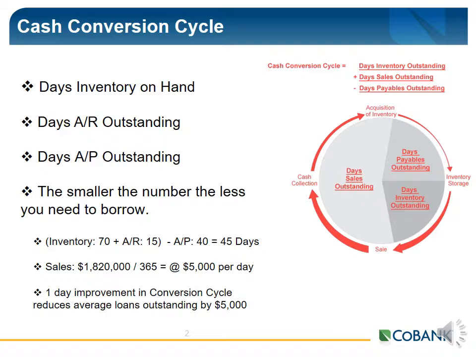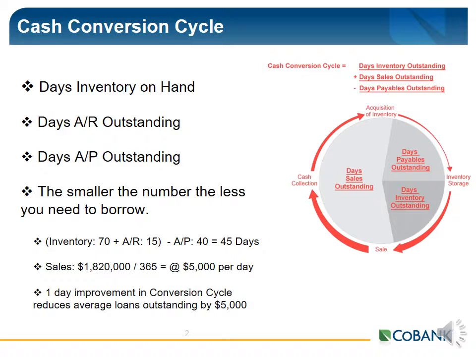So I threw some examples on here. If your inventory averages 70 days before you're turning it over, and your receivable averages 15 days before you're getting paid, you've got 85 days' worth of current assets that you're trying to somehow finance on your balance sheet. Now you have accounts payable that you're averaging 40 days to pay. That's free financing. So now you're down to 45 days' worth of short-term inventory and receivables that you need to finance.